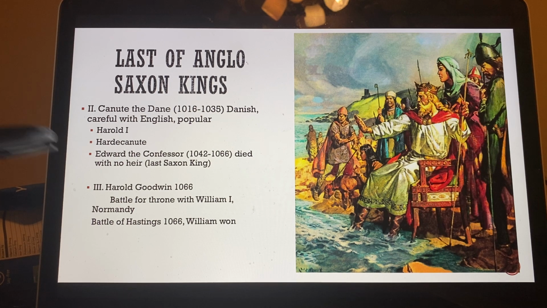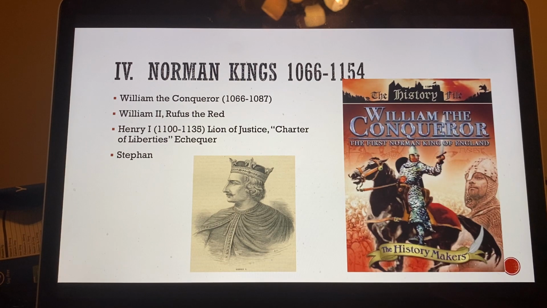And so we have Harold Godwin in 1066, battled for the throne with William of Normandy. Harold was the loser and William won at the Battle of Hastings. William won. I say Harold the Hopeless, that's what I call him. Harold the Hopeless, so poor Hope. He didn't have hope with William. And then we have the Norman kings, starting with William the Conqueror, who conquered Harold.